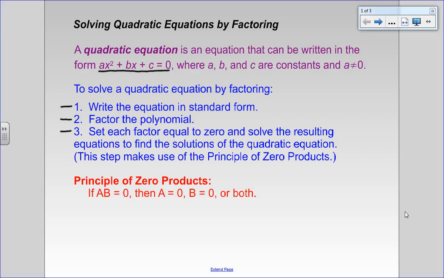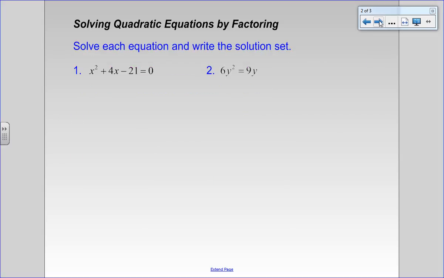the quadratic equation. Now, this last step makes use of the principle of zero products, which states if a times b equals 0, then either a equals 0 or b equals 0 or both. In other words, if the product of two factors is 0, then at least one of those factors must equal 0. Let's do some examples of this process of solving quadratic equations by factoring.